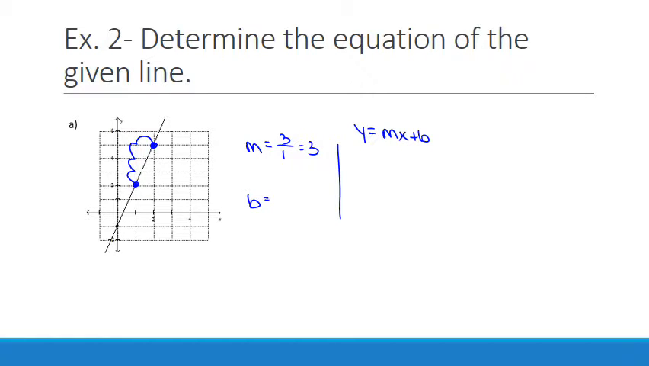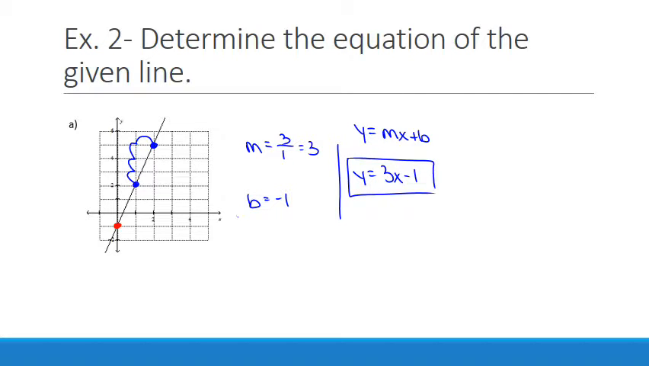b is your y-intercept, so you have to see where the graph line crosses the y-axis, and you can see it's right there. The value there is -1, so that's my b value. Once I have that, y = 3x - 1.